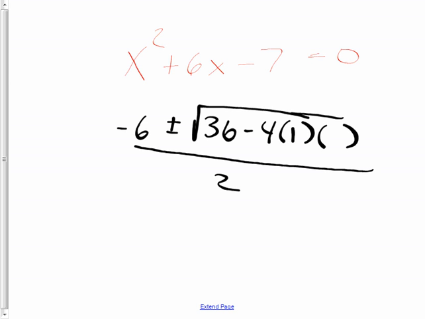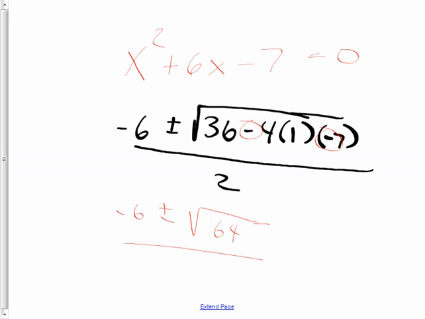4 times 1 times negative 7. Now, so often it's that people don't notice that there's 2 negatives in there. So you're not going to subtract. You're going to add. And you're going to take 36 plus 7 times 4 is 28. Right? All right. So you should have had negative 6 plus or minus the square root of, what's 36 plus 28? 60, what? Ooh, look at that, 64. And that works out to be a nice number.